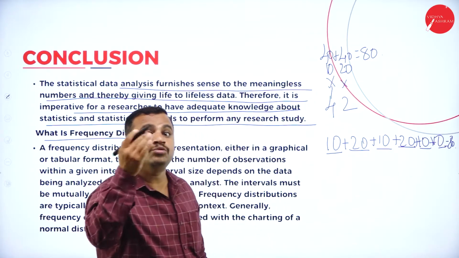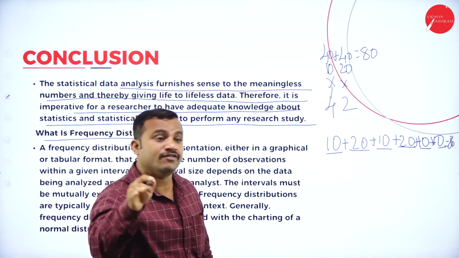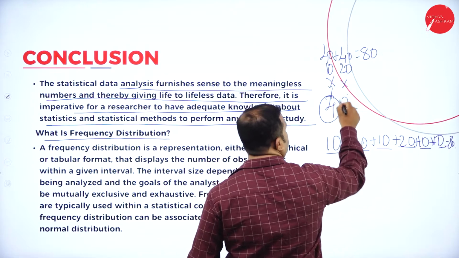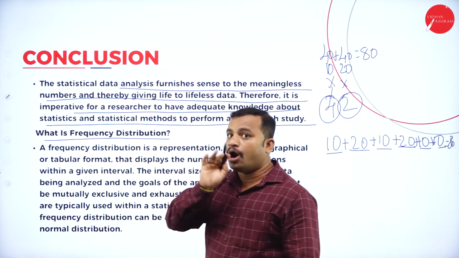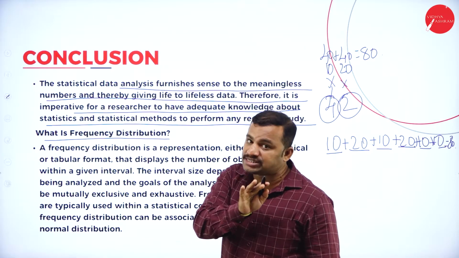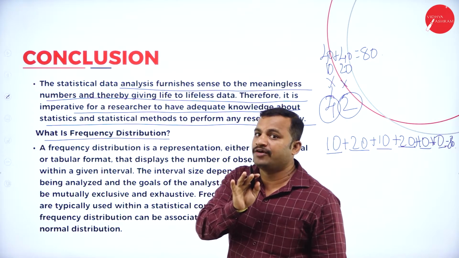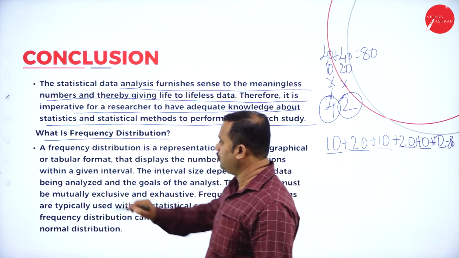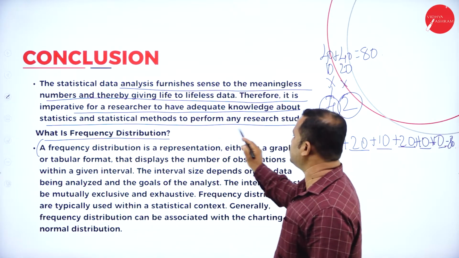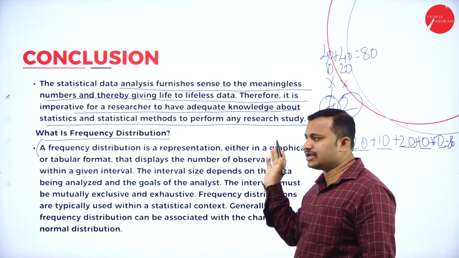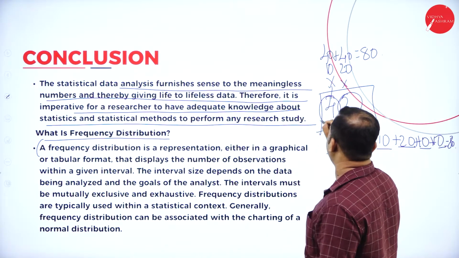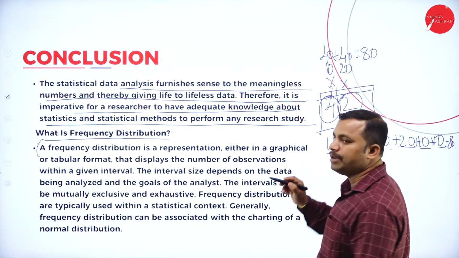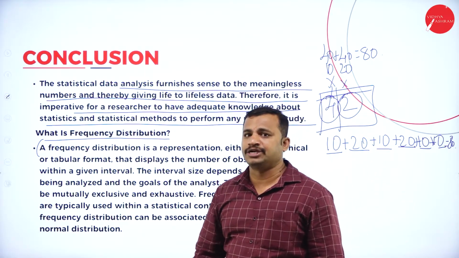Then how did I do that? Based upon the frequency of occurrence. This is called the frequency. How the same frequency is distributed in the statistical data is a topic of our interest now. A frequency distribution is a representation either in the graphical format or in the tabulated format, whether in the form of a table or in the form of a graphical representation.